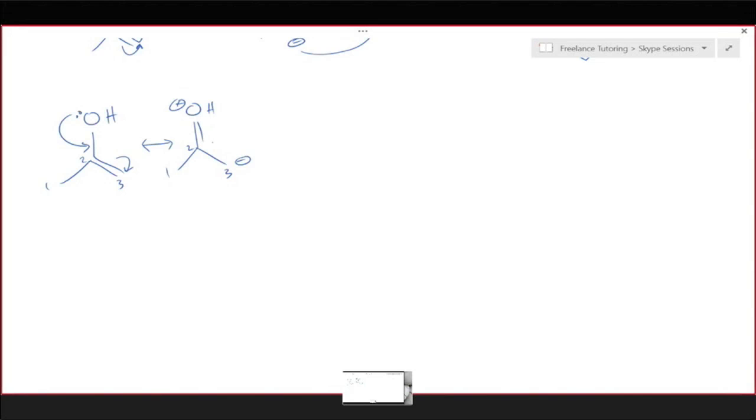Would we expect this oxygen to be nucleophilic? No. It has a lone pair, so why wouldn't it be nucleophilic?